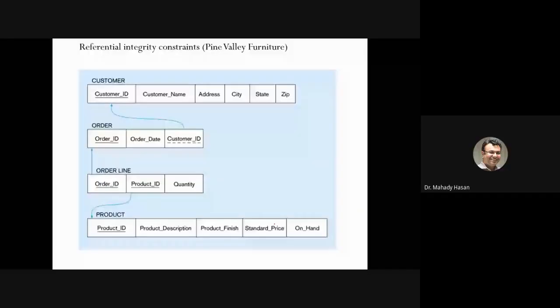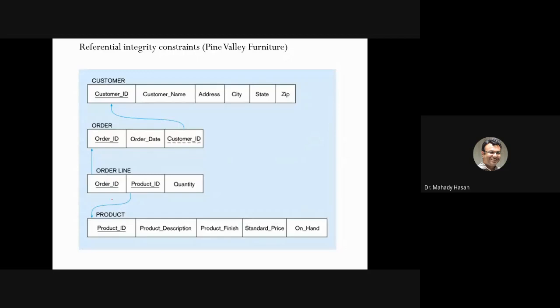So these are some cases where we would be having a referential integrity. As you can see, customer ID is in order relation. Can you see that? You see that, right? So this is basically referential integrity. Then you can see order ID is in order line, product ID is in order line. So this is also referential integrity.